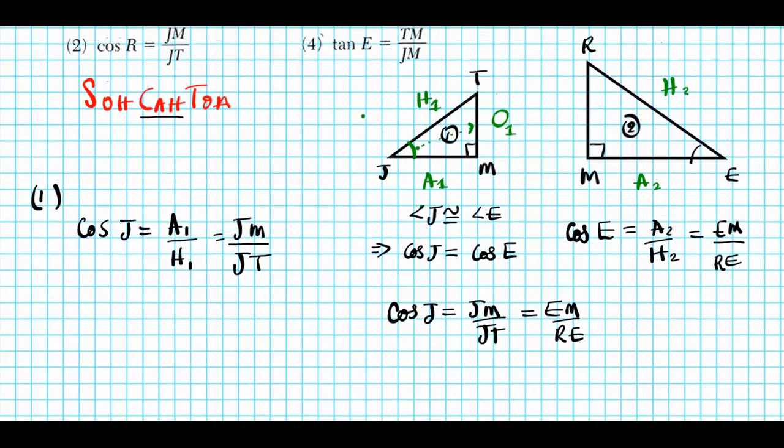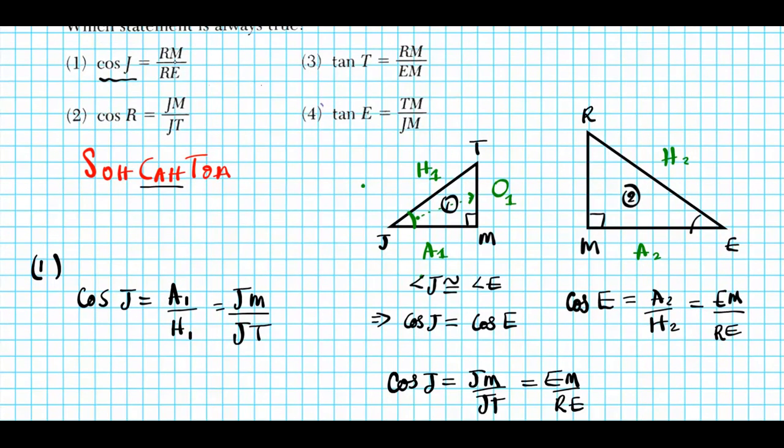So let's look at the option we have. It says RM over RE. That was close, huh? This is R, that's E, so this is wrong. Option number 1 is wrong. Had it been that way, RM over RE, it would be correct. So this is wrong.